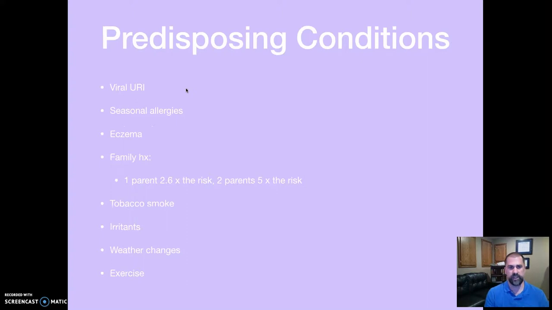So predisposing conditions for wheezing or asthma: viral infections can induce an asthma attack, seasonal allergies, eczema. Family history can be significant. One parent is about 2.5 times the risk, where 2 parents are 5 times the risk. Tobacco smoke and other irritants like perfumes, wood-burning fireplaces, that kind of thing. Weather changes and exercise. Things to key in on, you'll hear the triad. So seasonal allergies, eczema, and asthma, they all three go together. So try to remember those.